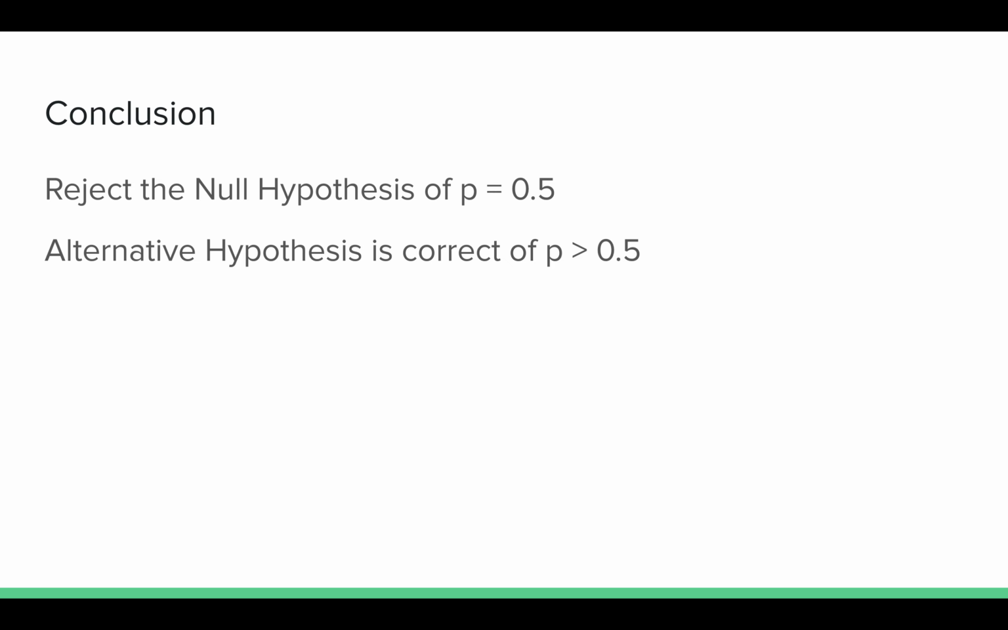So rejecting the null hypothesis means that we agree that our alternative hypothesis is correct, that p is greater than 0.5. This means that there was enough statistical significance in our sample proportion and the numbers that we got from our sample to say that of the population of seniors at my high school, more than 50% of them own iPhones.